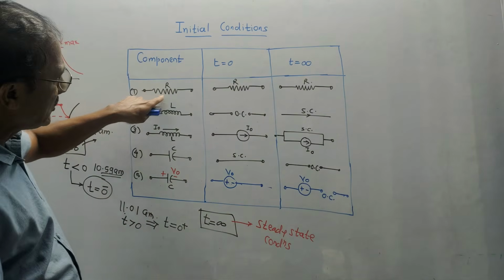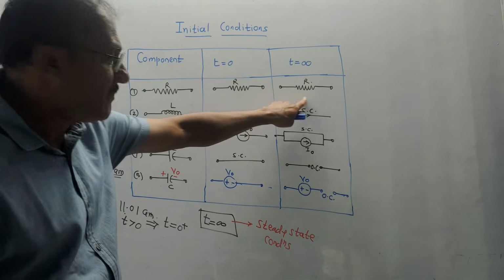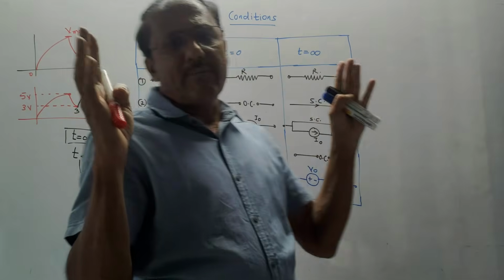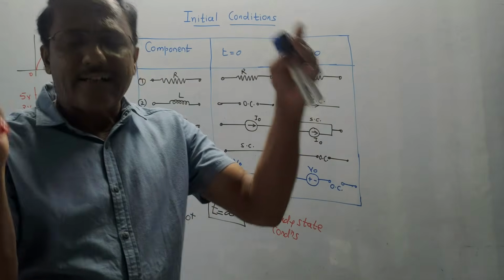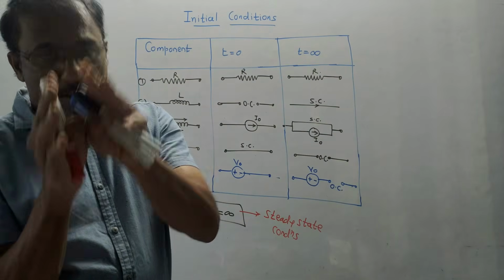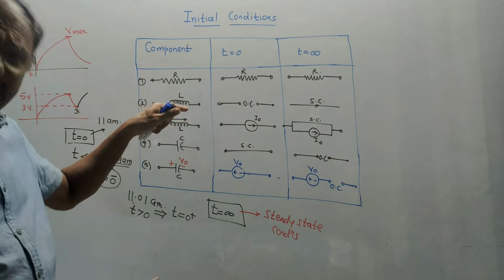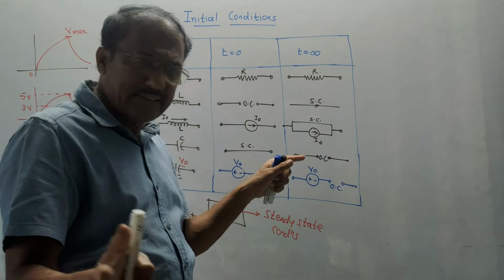So in case of resistor, the things remain as they are. If it is an inductor, this is the symbol of inductor. Now do remember one basic thing: inductor is a current operating device, capacitor is a voltage operating device. But in case of inductor as well as capacitor, initial conditions are present.